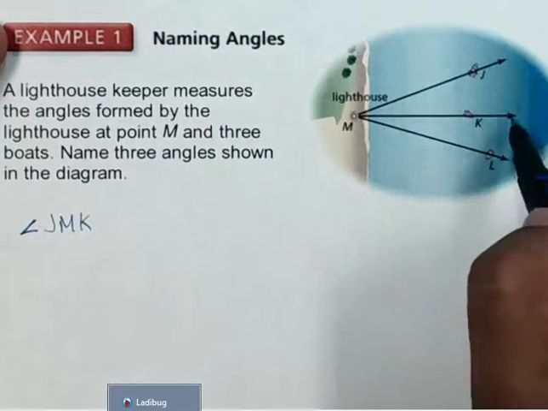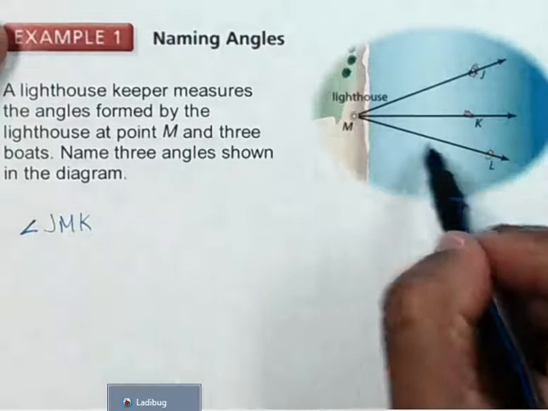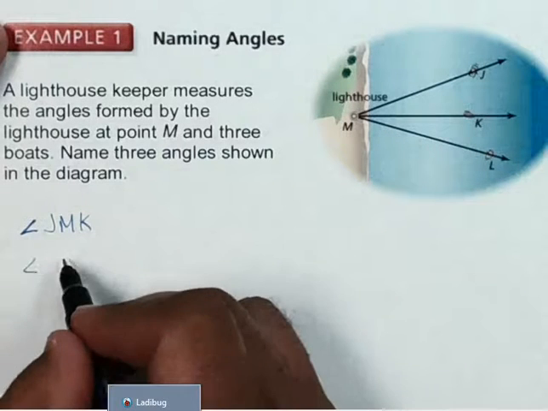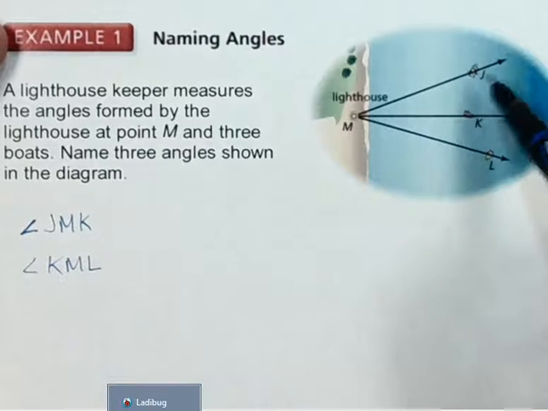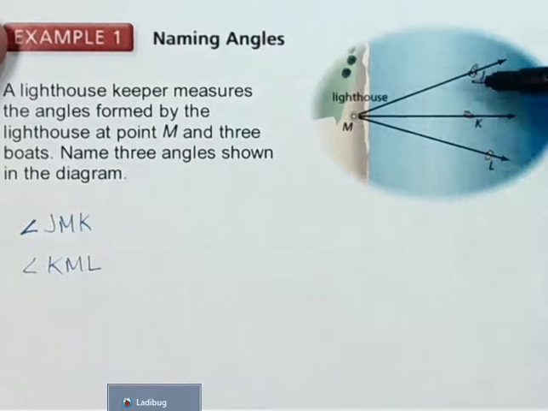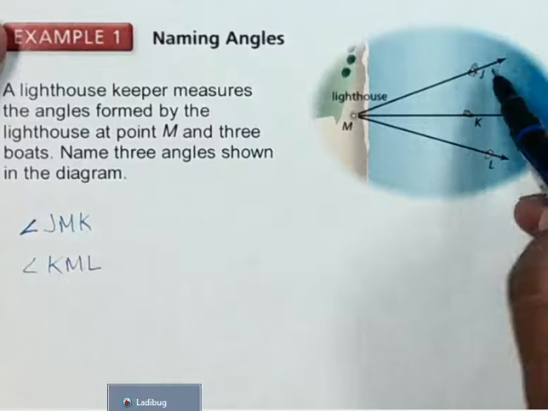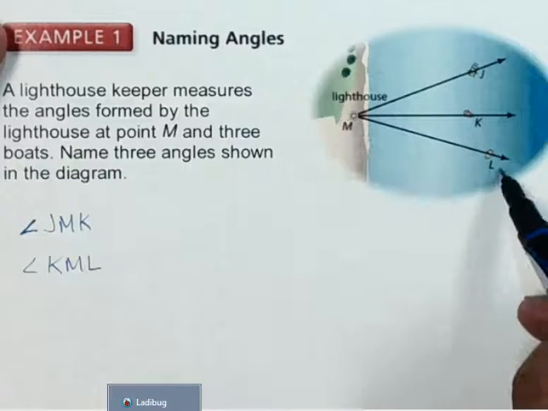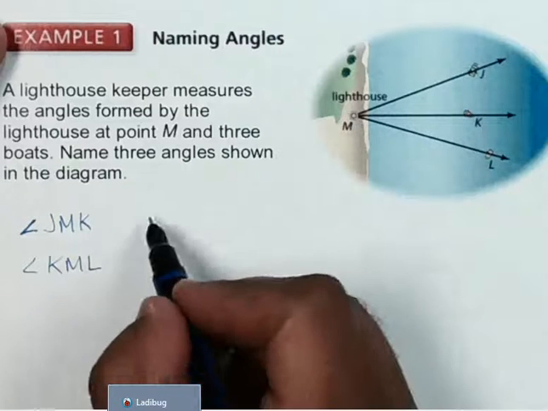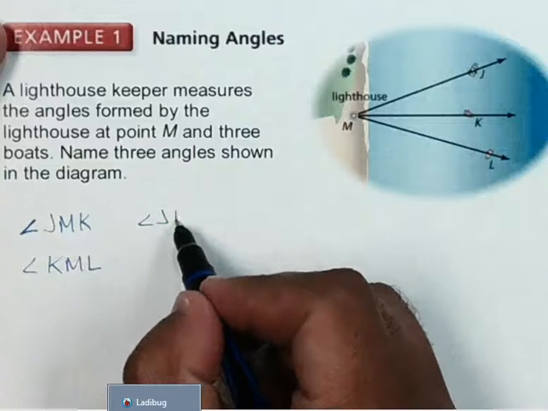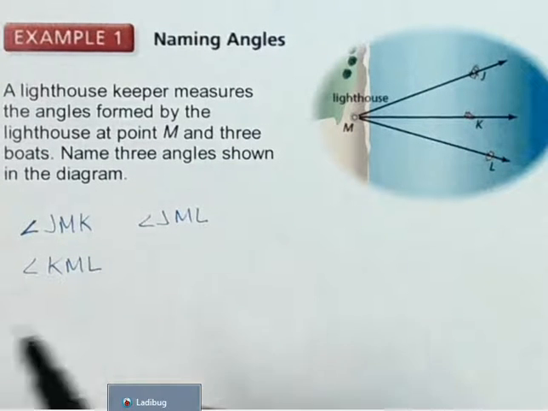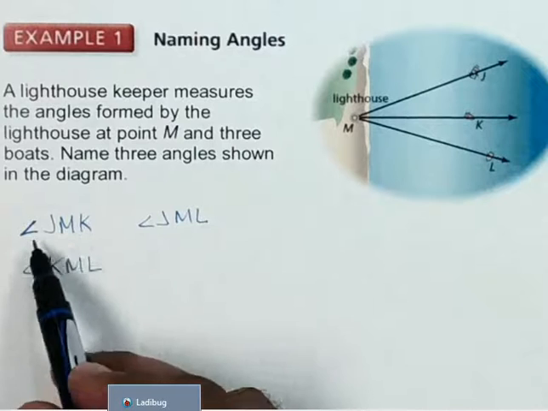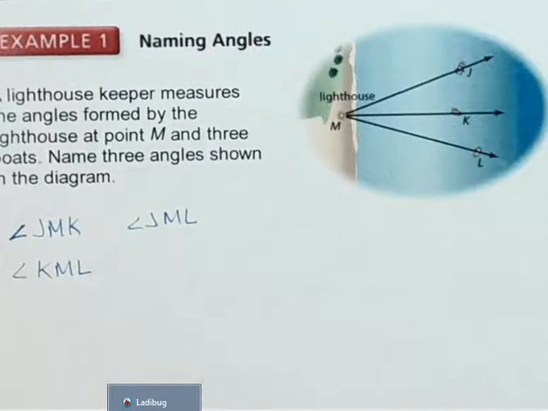Okay, the other angle I could use is if I use boats K and L, so I would call this angle KML. So when I'm using the 3 points, I can tell the angles apart. Now the third one is if I look at these outside rays here, I would use angle JML. Now again, I could go backwards. I could call this angle KMJ. That would still be the same angle.